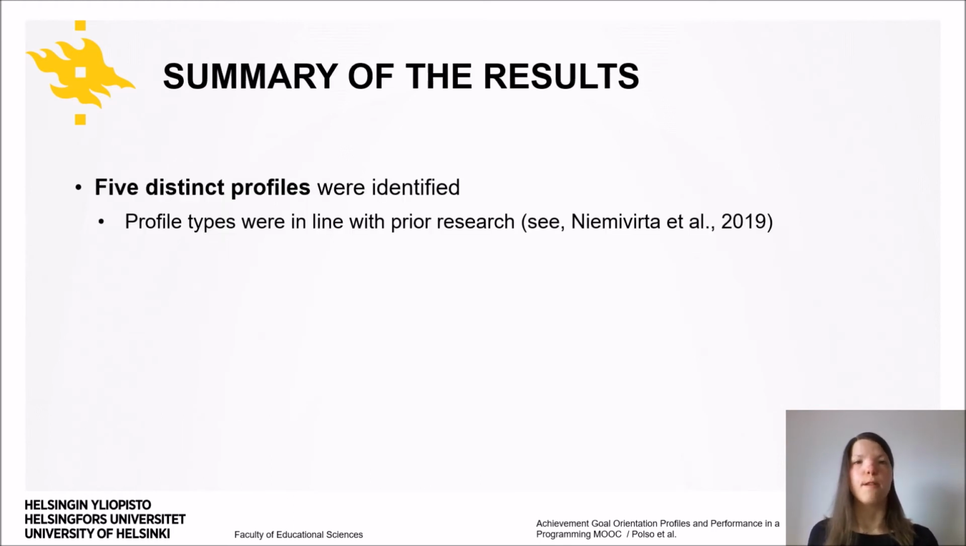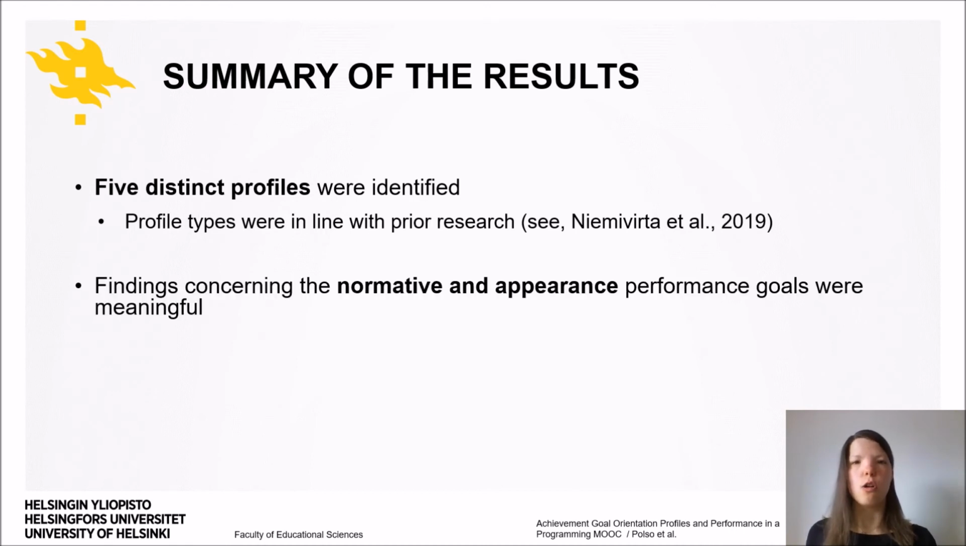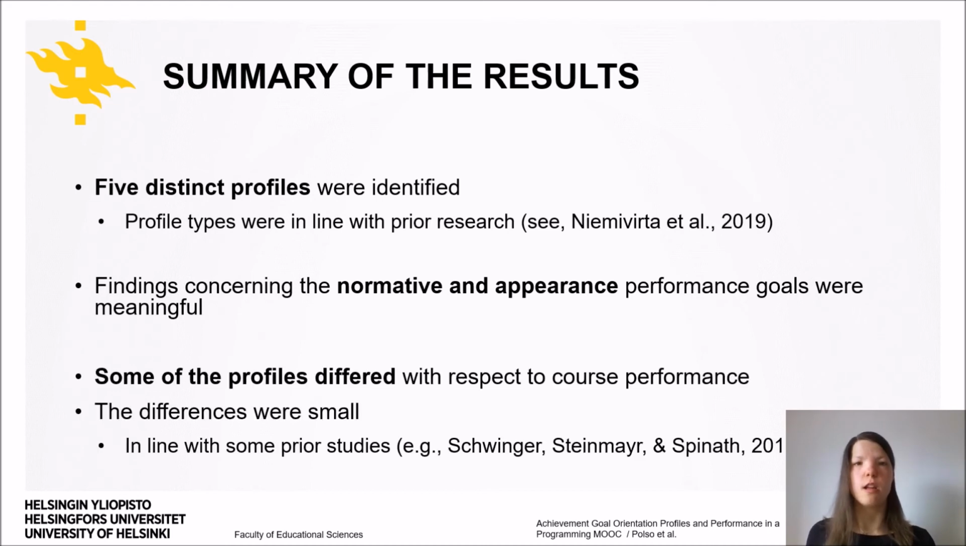To sum up, 5 achievement goal orientation profiles emerged. The profiles were similar to what's been found in prior studies. Although they were unique because of the distinction between normative and appearance performance goals that was in use for the first time ever. There are not major differences between the profiles in course performance, which is also in line with some prior studies. However, students pursuing multiple goals did perform significantly better than students with low motivation.